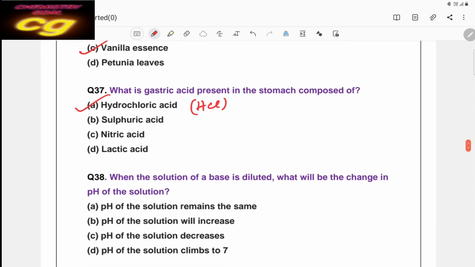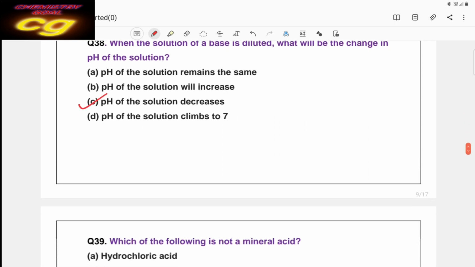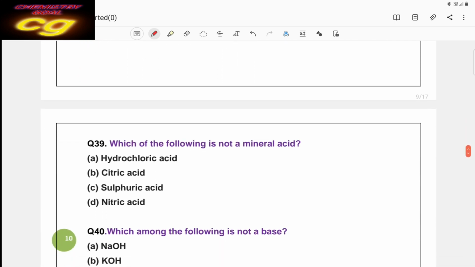When the solution of a base is diluted, what will be the change in the pH of the solution? When the solution of a base is diluted, the OH minus concentration decreases, so the pH decreases. That is very important. When you add water to a base, pH decreases. When you add water to an acid, pH increases. This is a very important concept. That is the qualitative analysis of acid and base.